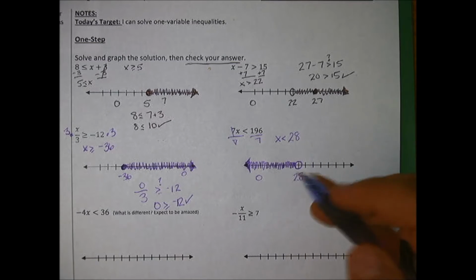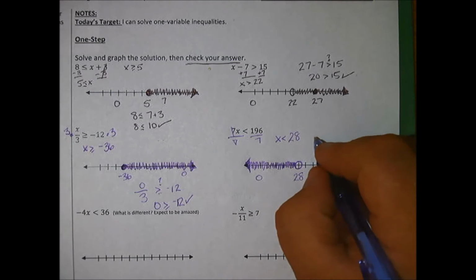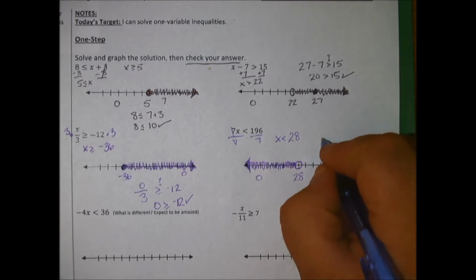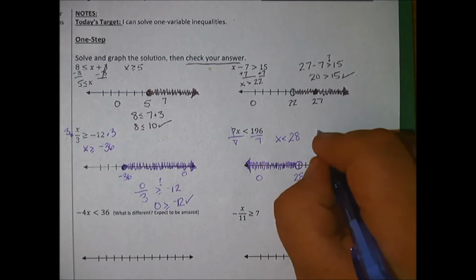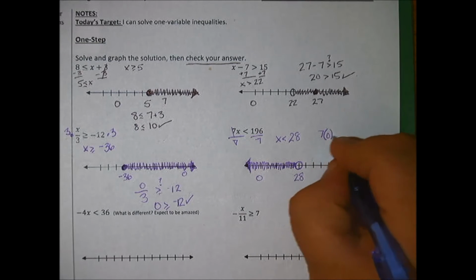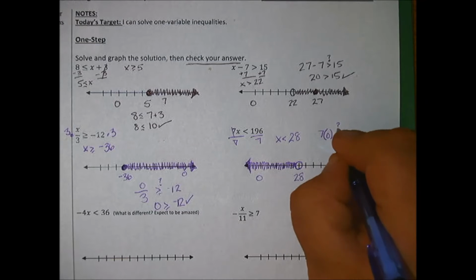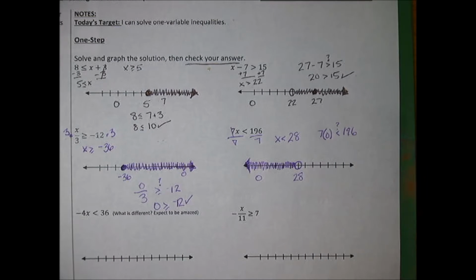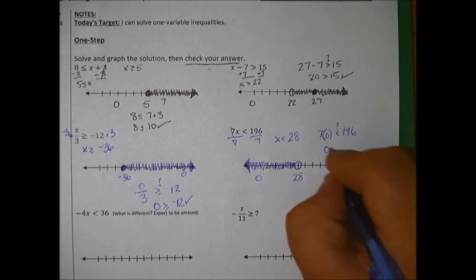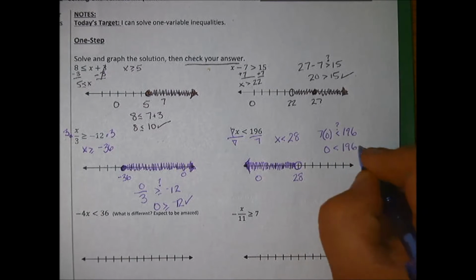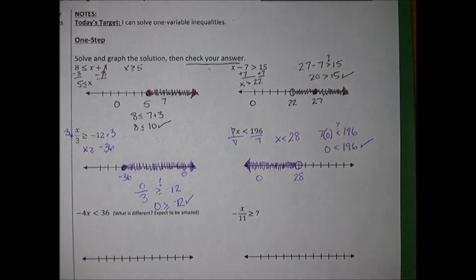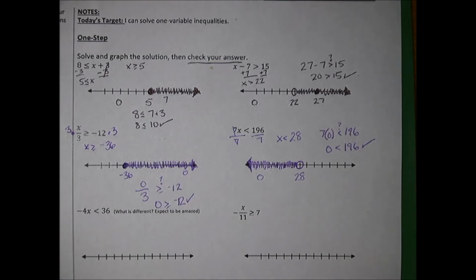And let's see what numbers are, in my mind, smaller than 28. Well, 0 is. Let's make sure that works. Okay. So let's plug in 0 again to the original inequality. 7 times 0. Is that less than 196? Well, 7 times 0 is 0. That's why I picked it. Made it easy. 196 is definitely bigger than 0, so that works. Okay? And that means that we shaded the correct way.